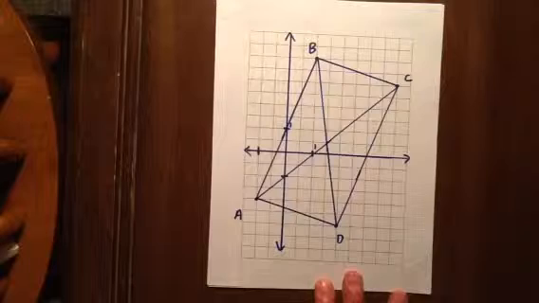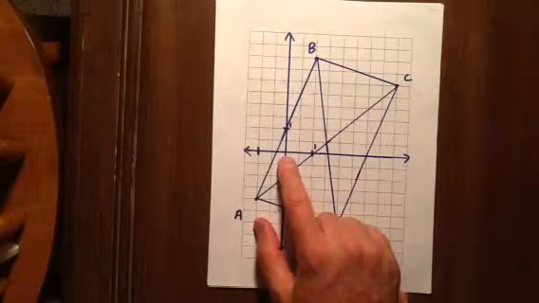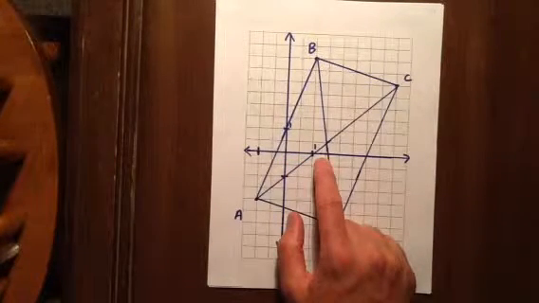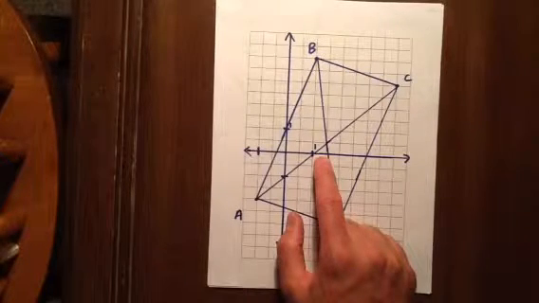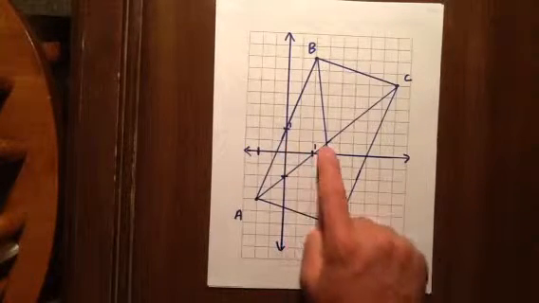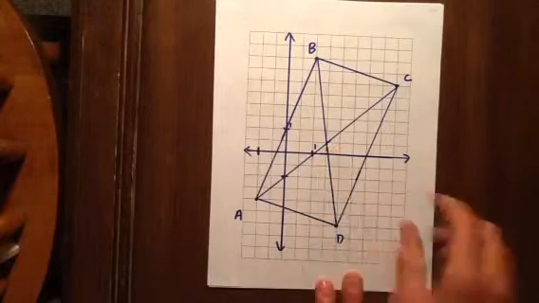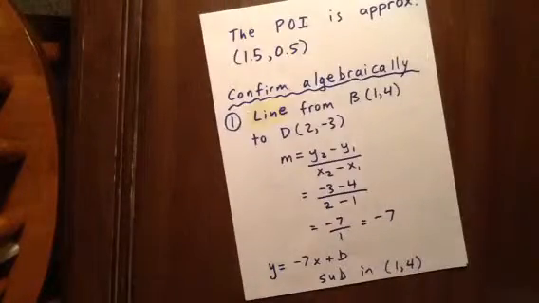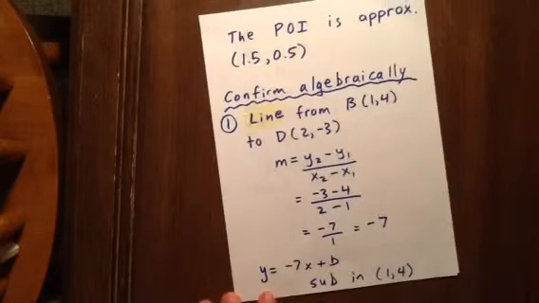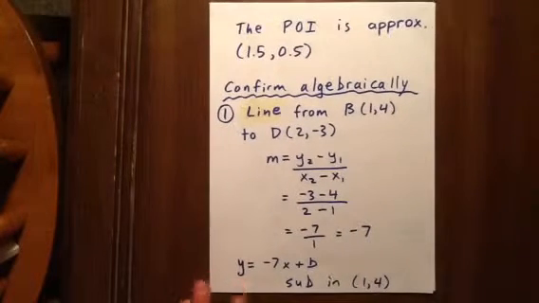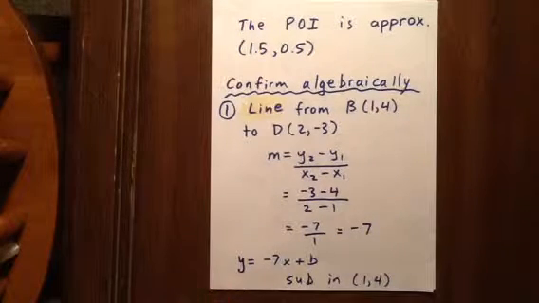And what we're going to do here is look for a point of intersection. Looking for that point of intersection, it would appear that it's at an x value of 1.5 and a y value of 0.5, right there. So I would say that the point of intersection is approximately 1.5, 0.5. I say approximately because you can never be 100% sure with graphs, but we can be relatively sure. Now we're going to try and confirm that algebraically.